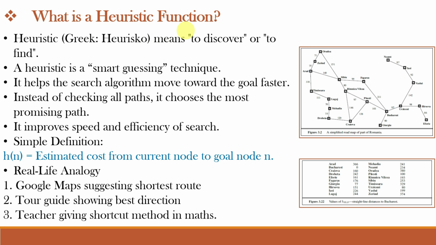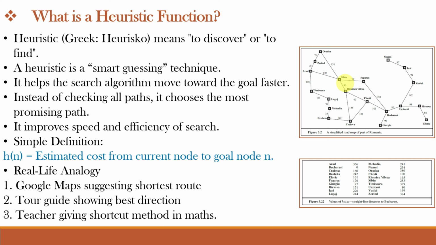What is a heuristic function? The word heuristic comes from the Greek word heurisko, which means to discover or to find. A heuristic function is a smart guessing technique used in artificial intelligence to reach the goal faster. Instead of checking every possible path, it tries to choose the path which looks most promising.